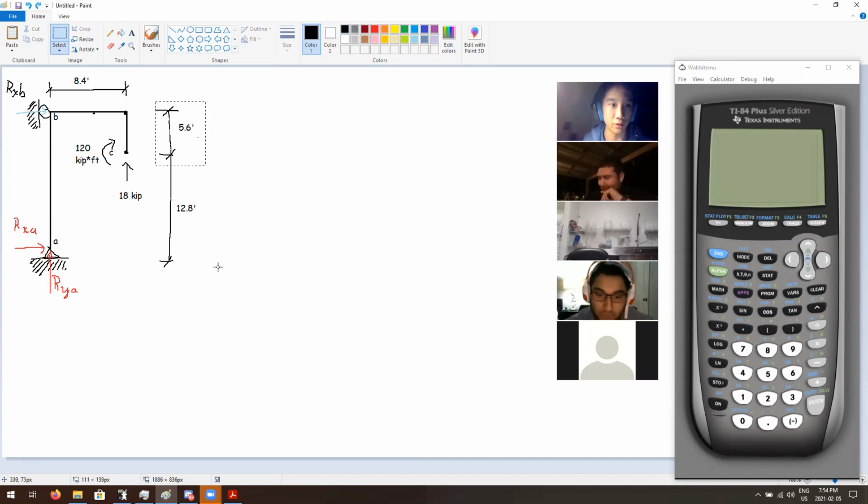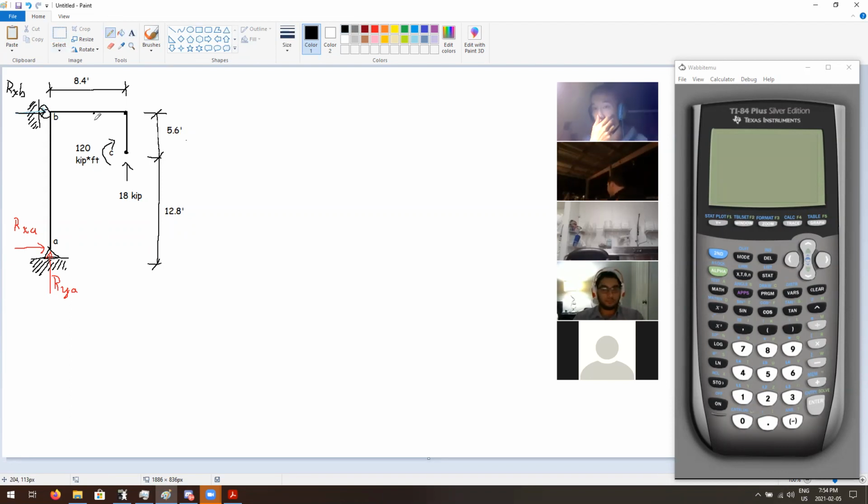Hold up. This is going to be there. Then I'm just going to outline this in black. Alright, it's kind of hard to see. Cool! Let's take the summation of all the forces in the x direction. Sigma F sub x. So we're taking all the forces in the x direction.